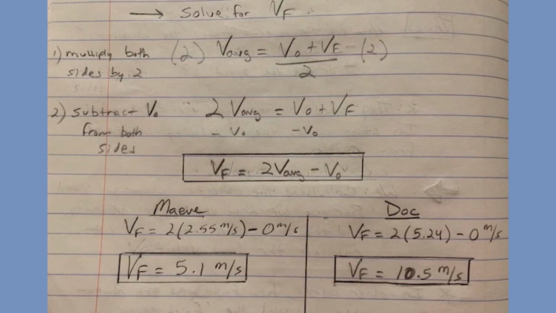Now below that, I've solved for the final velocity for both my daughter Maeve and my dog Doc. The final velocity of my daughter, the speed at which she is traveling when she crosses the finish line, is 5.1 meters per second. And the final velocity of my dog, once again, the speed at which he's traveling when he crosses the finish line, is 10.5 meters per second.